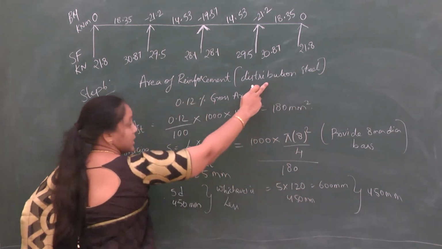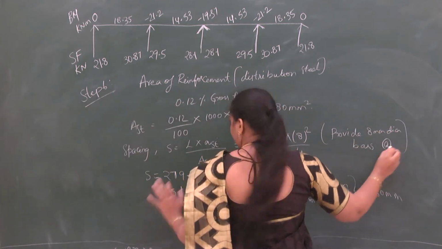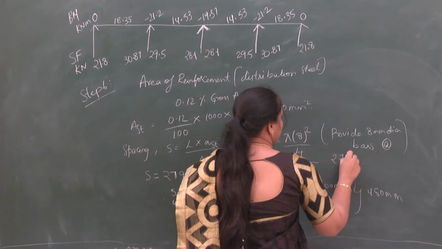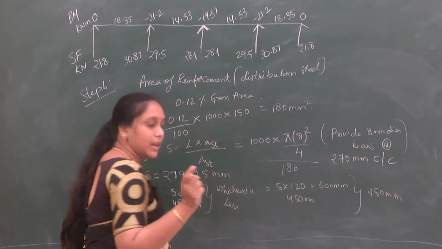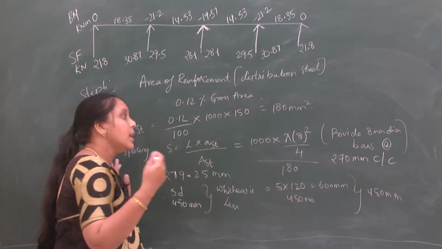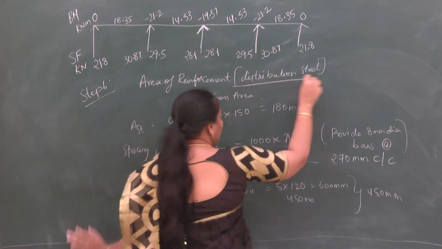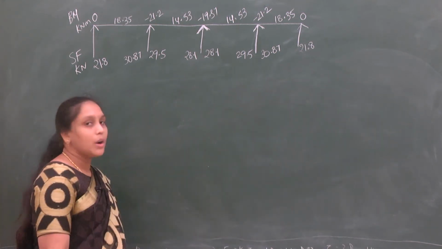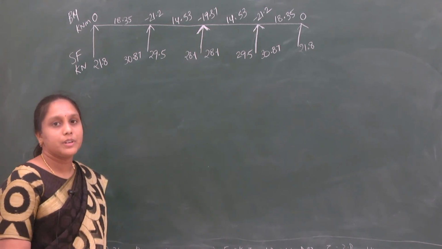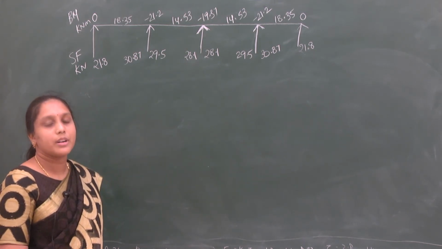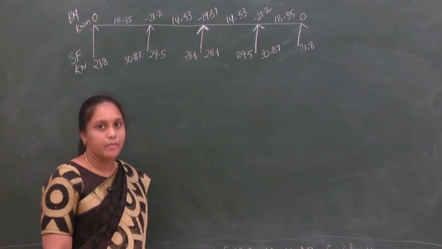So what we have to do? As distribution steel, we have to provide 8 mm dia bars. I am providing 270 mm center to center. So the spacing being 270 mm center to center, and we are providing the dia of the bars as 8 mm for the distribution steel. Now we have calculated the area of steel required for the main reinforcement as well as the distribution steel. We have provided everything.